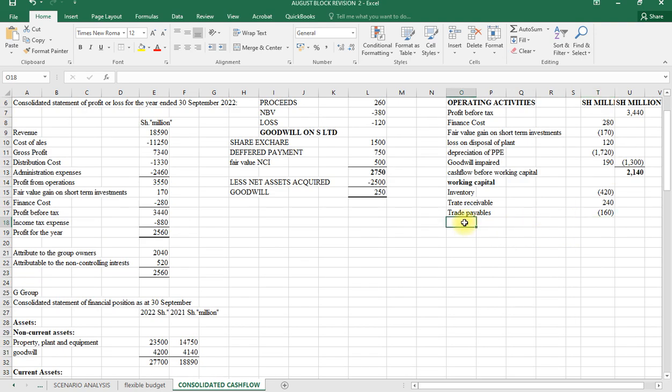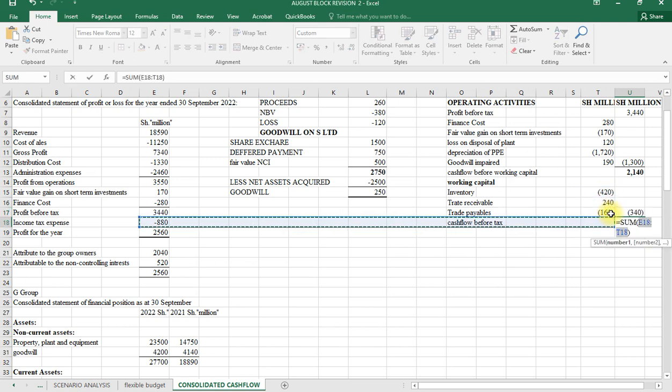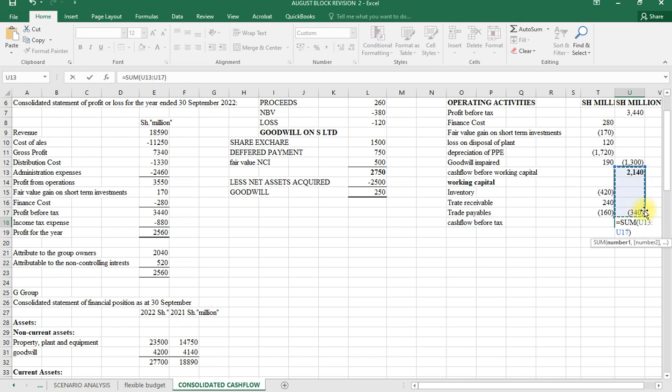So cash flow before tax. Here is alt equals, we add the sum, here again is alt equals, these two, that way, and I'll put top border, and I'll bold that value. So that's our cash flow before tax.